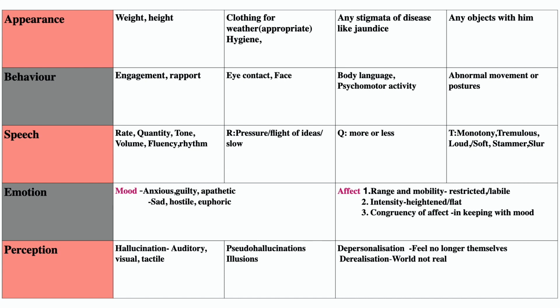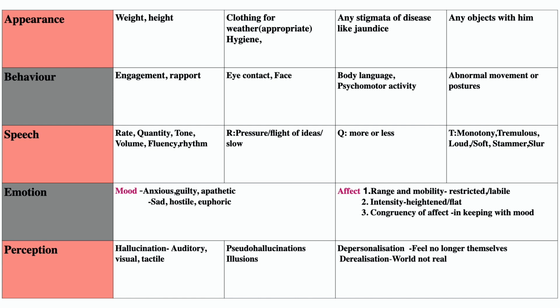After appearance and behavior, next is speech. So I'm going to assess the patient's speech looking at rate, quantity, tone, volume, fluency, and rhythm. In the rate, I'm going to see if there is pressure of speech, a tendency to speak rapidly, and that is usually seen in mania, and flight of ideas will also be there. So this is pressured speech, or if there's slow speech, it suggests major depression.